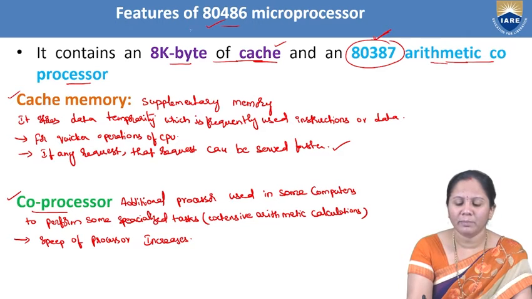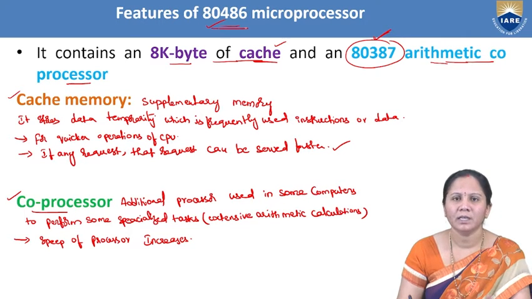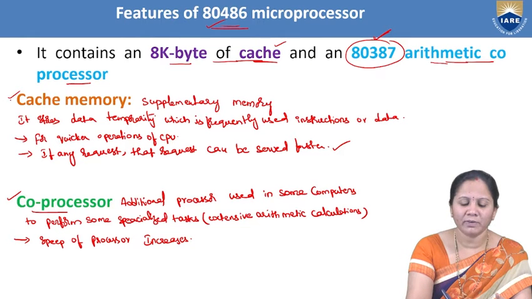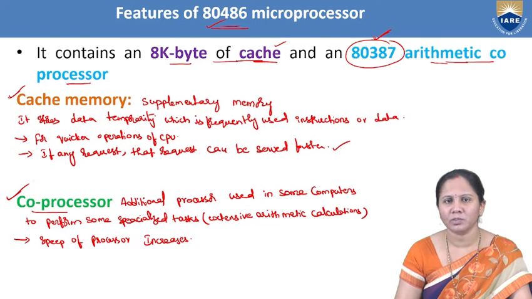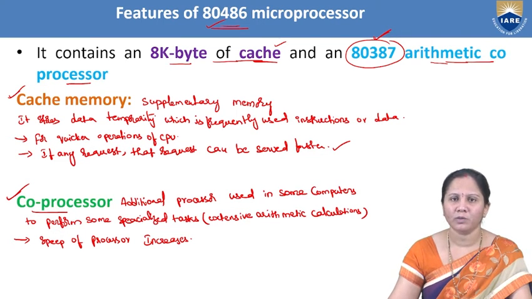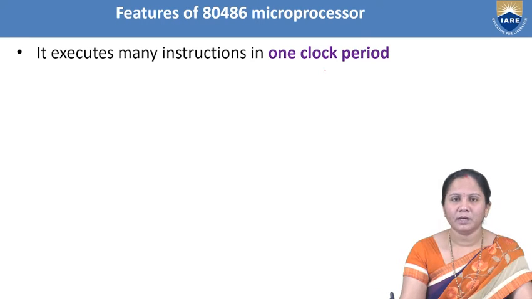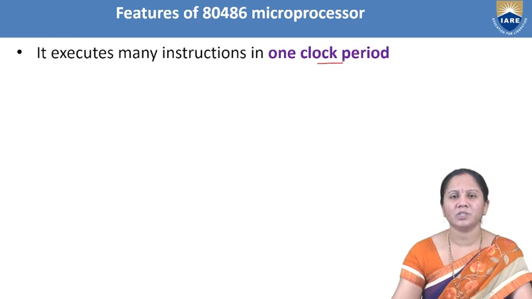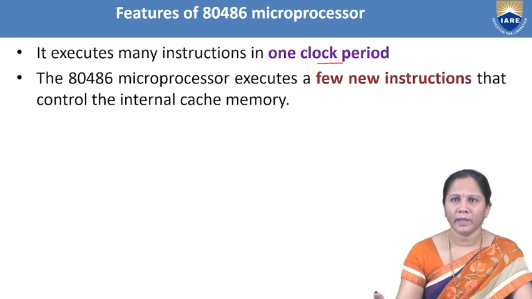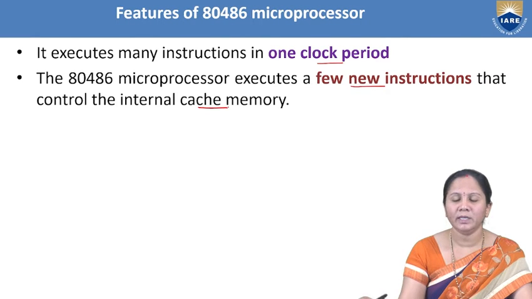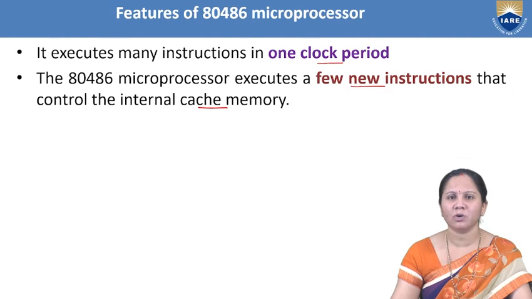Okay. So the main advancement in 80486 compared to 80386 is that it has cache memory. Whereas the coprocessor is present for 80386 also, and it is available in 80486 also. So this is the main advantage of having cache memory and coprocessor. Coming to the next feature, it executes many instructions in one clock period, and it also executes a few new instructions that control the internal cache memory. So some new instructions are there in order to control this cache memory.